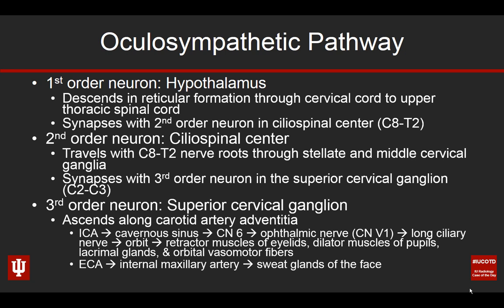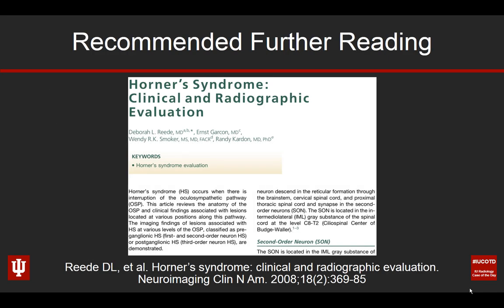So a bit of a challenge, but I think that if you read through this pathway a couple of times, it's pretty simple to wrap your head around. There's a very nice paper by Deborah Reed and Wendy Smoker, who are really experts in the field of head and neck radiology, to say the least. They have a very nice paper on Horner syndrome, found in Neuroimaging Clinics of North America from 2008, with some very nice diagrams.